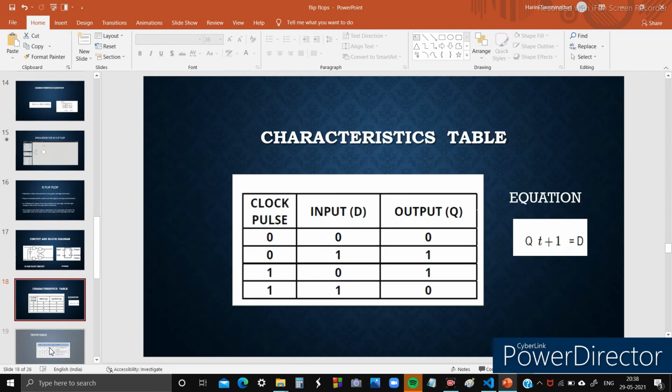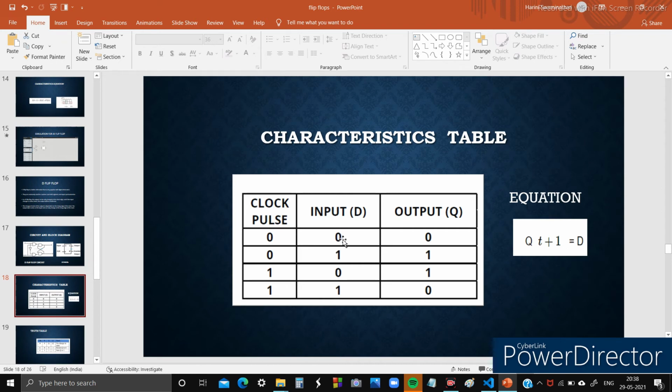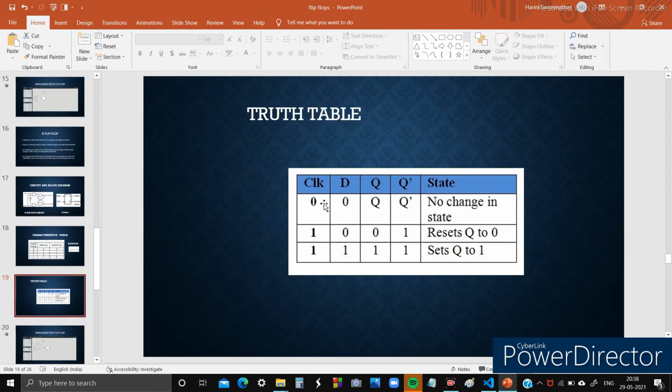Circuit and block diagram. This is the circuit and block diagram for D flip-flop. Characteristic table. By giving 0 in D, we get output as 0, 1 in D, we get output as 1. By giving clock pulse as 1 and input 0, we get output as 1, and clock pulse 1, input 1, output is 0.